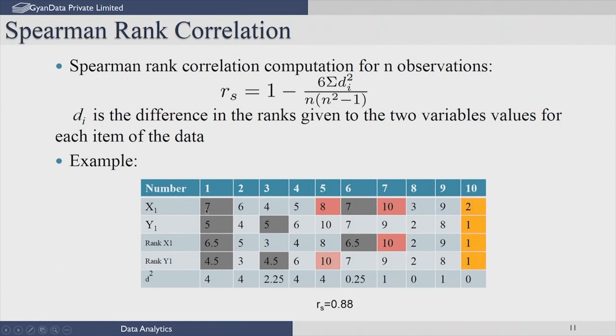So, what we have done is looked at all the individual values of x and assigned a rank to each. For example, the lowest x value in this case is 2 and it is given a rank 1. The next highest x value is 3 and that is given a rank 2, and so on and so forth. So, we have ranked all of these points.